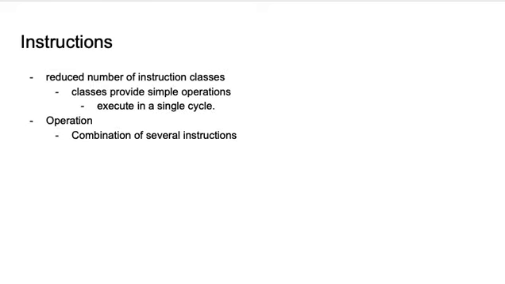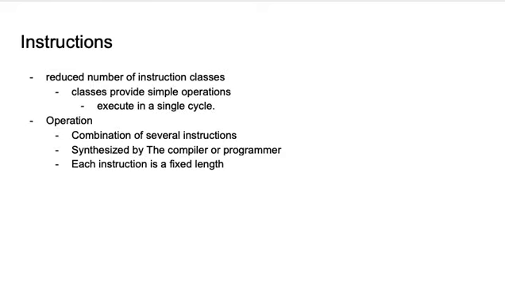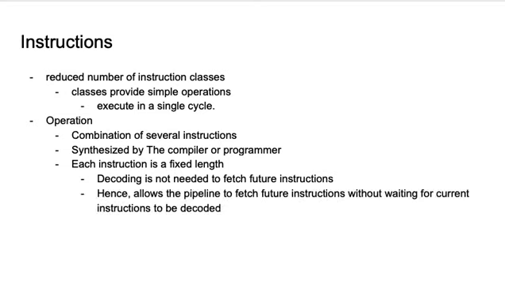We'll cover the first design rule, which is instructions. RISC architecture provides for a reduced number of instruction classes, and the classes are for simple operations which can be executed in one cycle. An operation is a combination of multiple instructions. These instructions are synthesized in the compiler or by the programmer, and thus all complexity is at the compiler level.